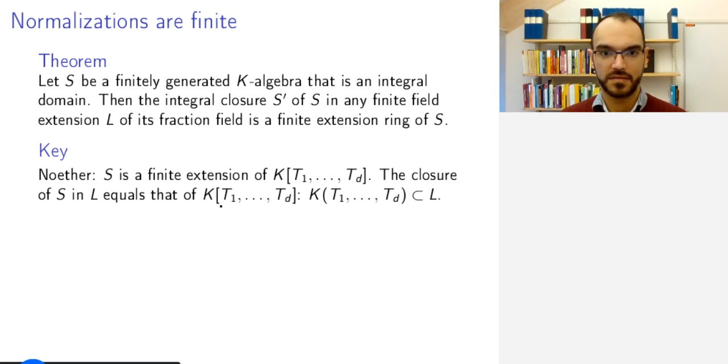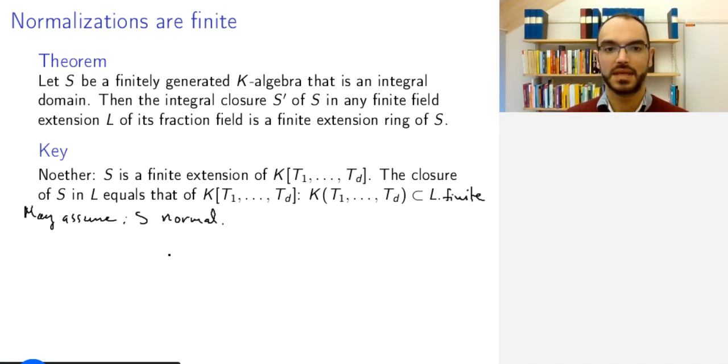And also, the field L being a finite extension of the fraction field of S, and S being finite over the polynomial ring, I know that the field L is a finite extension field of the rational function field, the quotient field of the polynomial ring. So this is finite. This taken together means that it's enough to prove the theorem in case S is already normal. And I will sketch the remainder of the proof.